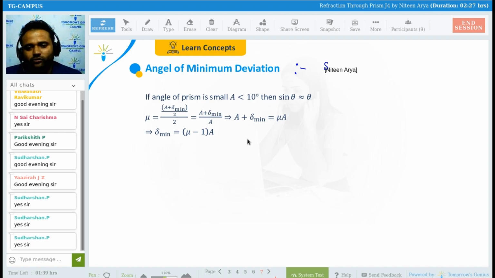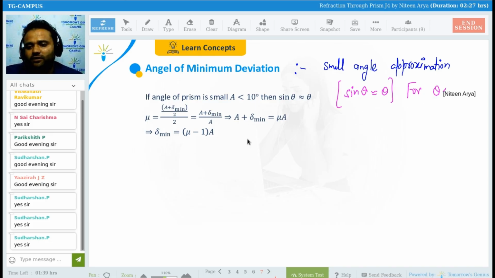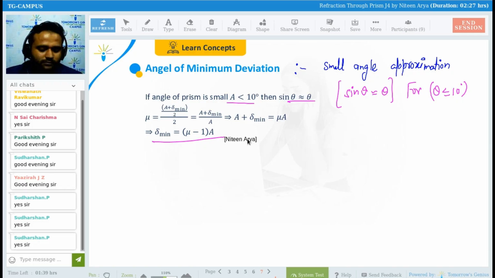So many properties you need to use here. Small angle approximation. What is that? Small angle approximation states that sine theta is almost theta for theta equal to or less than 10 degrees. So if angle of prism A is less than 10 degrees, then sine theta is going to be theta. And in this condition, this is my angle of minimum deviation.